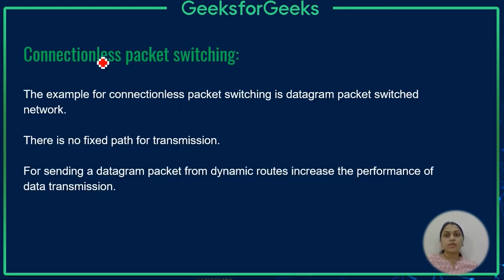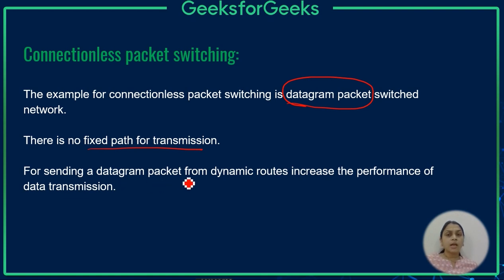Now, what about the connectionless packet switching? The example for connectionless packet switching is the datagram packet switch network. That is a virtual circuit, and this is connectionless, meaning datagram packet switch network. There is no fixed path for transmission, whereas in the virtual circuit, there is a fixed path. Whenever it is connection-oriented, a fixed path should be there. But connectionless means there is no fixed path for transmission.